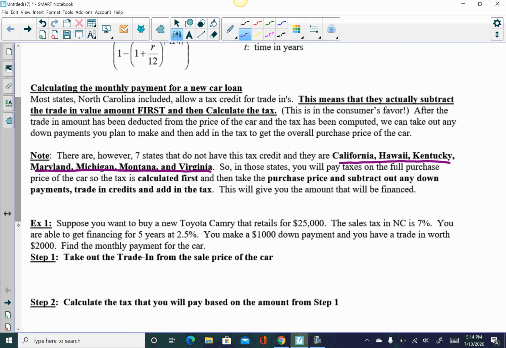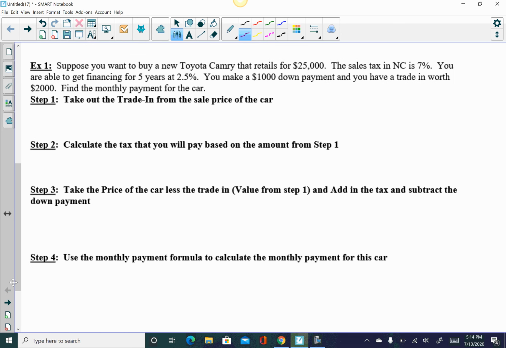So let's move on down here to example 1. Example 1, I've got it set up in a step format. I'm going to do example 1 with you, and then I'll also do another one, example 2, with you, just so you can see. Example 2 will be more like how it would be worded for you on a quiz or a test. But let's first look at it here in a step format.